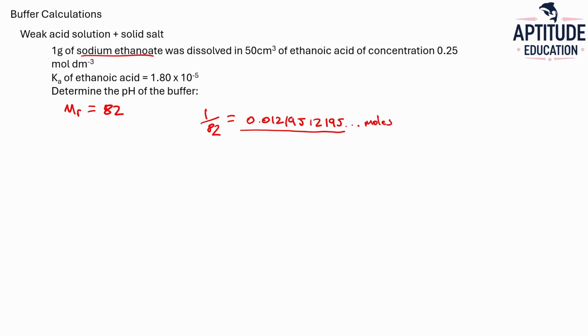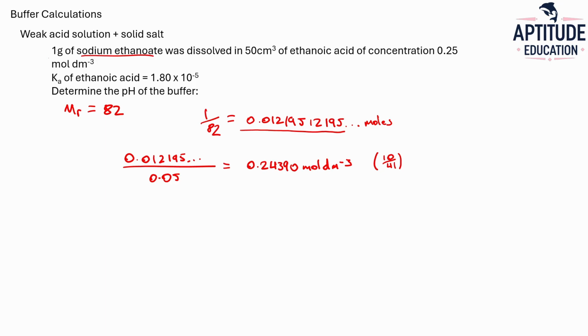From there, we will use our value for the number of moles of sodium ethanoate to work out the concentration of ethanoate inside of this 50 cm cubed solution. So all we're going to do is divide our number by 0.05 decimeter cubed, which will give us 0.24390 moles per decimeter cubed. For a more specific value, it is 10/41.